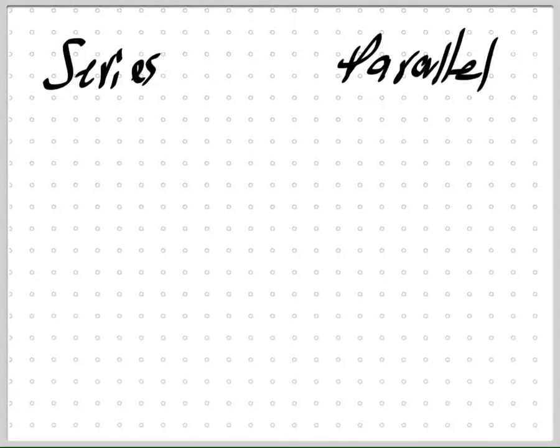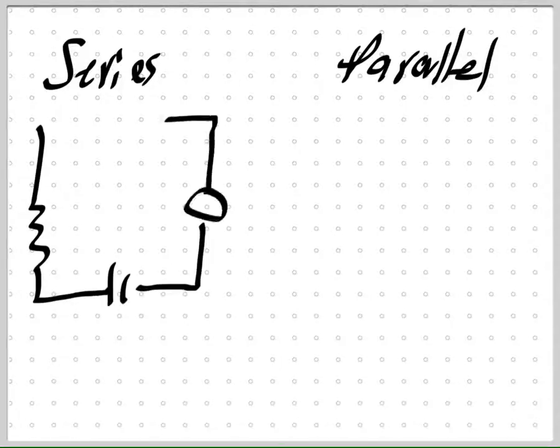Quick review on what a parallel circuit looks like and what a series circuit looks like. Remember, there were two types of circuits: the series circuit and the parallel circuit. The series looks kind of like a box. Here's my light, and then here's a switch. This is just your standard series. That is a series circuit.